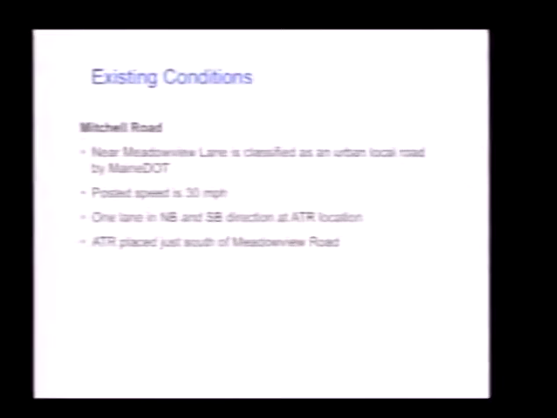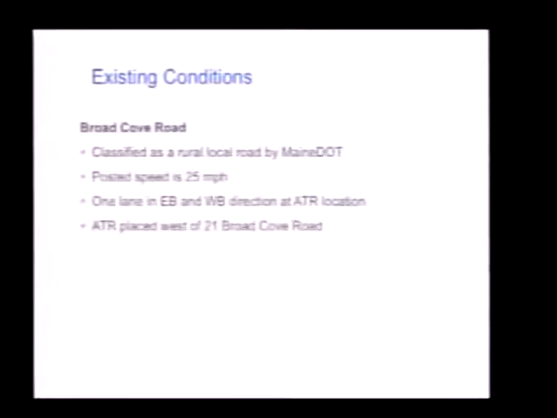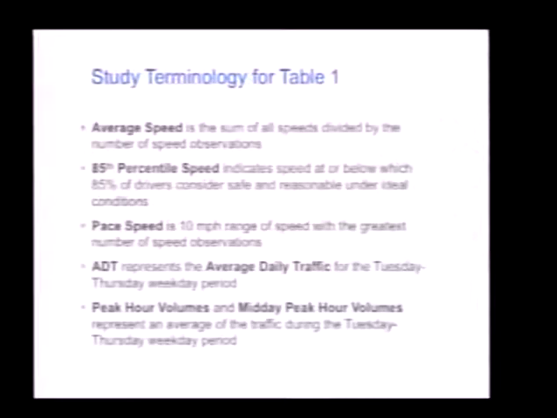Mitchell Road, near Meadowview Lane, is classified as an urban local road. Posted speed, again, 30 miles per hour. The first three roads were 30 miles per hour, the last location was 25. So one lane again in each direction, and the ATR was placed just south of Meadowview. And then Bride Cove Road, another rural local road, posted speed 25, one lane in each direction, and as close as possible to the requested location.